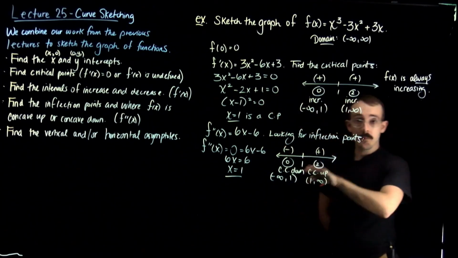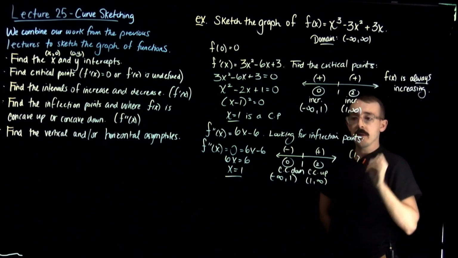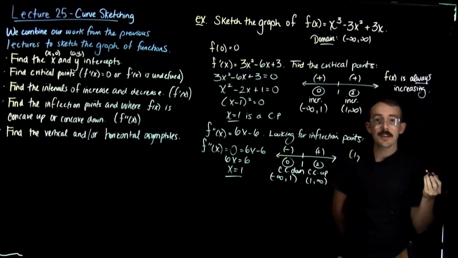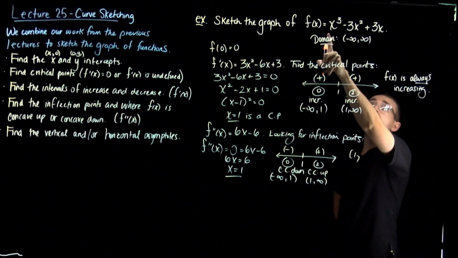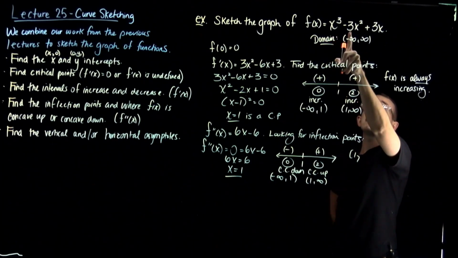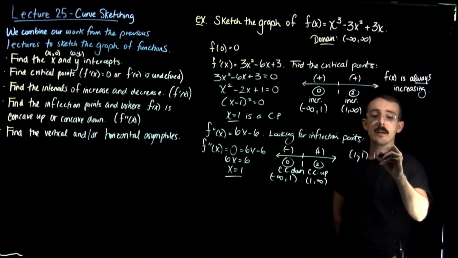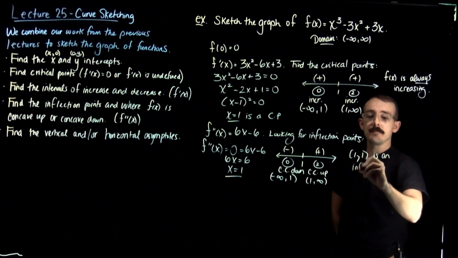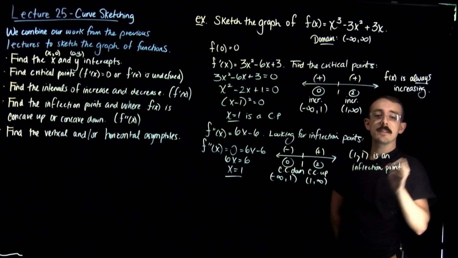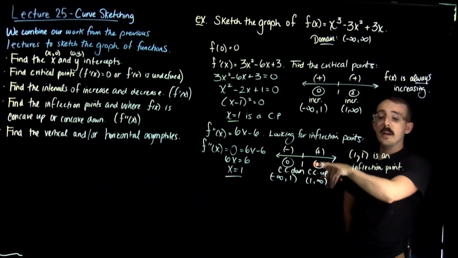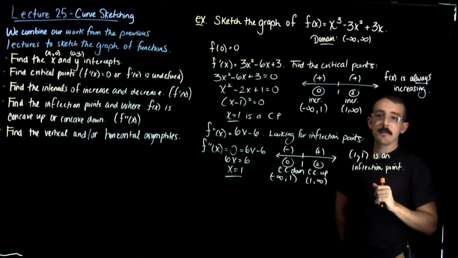So actually, from examining this, we have 1 comma, and then I would need to go find the original y value. So let's go do that in the original. So if you go way up here, I have 1 minus 3 plus 3 is going to be 1. So 1, 1 is an inflection point. So our graph is going to intersect the point 1, 1. And at that point 1, 1, it switches from concave down to concave up.